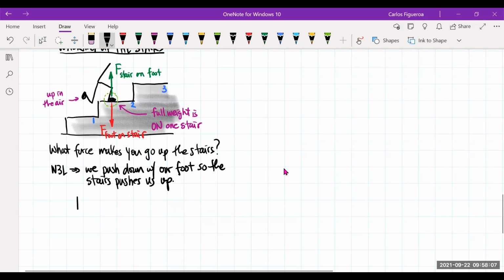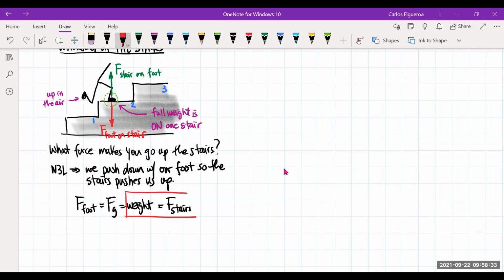So then the force of the foot must be the force of your weight. This is the weight because, since the other foot is in the air, all of your weight is on that one foot. So Newton's third law says that this has to be the force of the stairs. Okay, so that's what we have right there. So now we know what the force is.